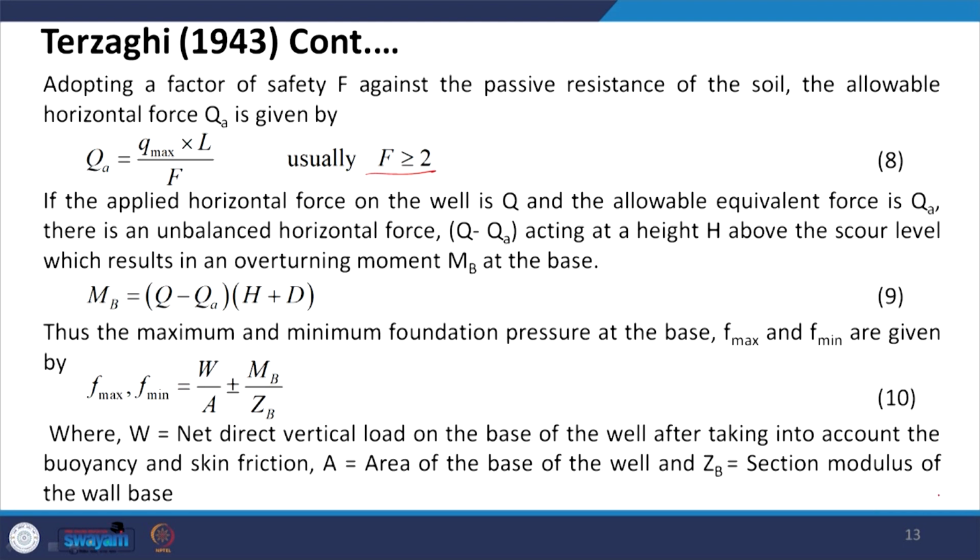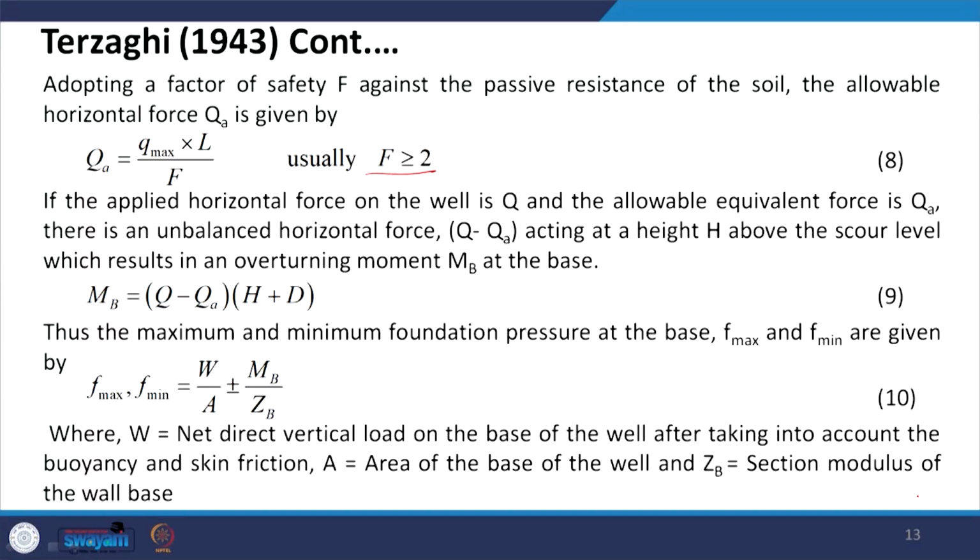If the applied horizontal force on the valve is Q and the allowable equivalent force is Qa, and you are putting a load on the valve which is more than the allowable value Qa, then an unbalanced horizontal force will be generated and this will create an additional moment. So, if the load is more than the allowable, then an additional moment will come and that needs to be taken into further analysis and design. So, this additional moment can be there.